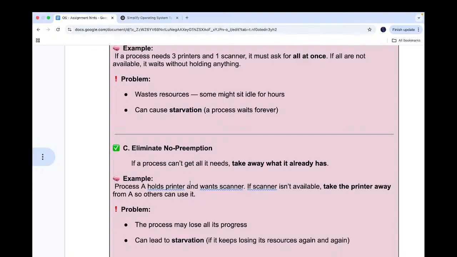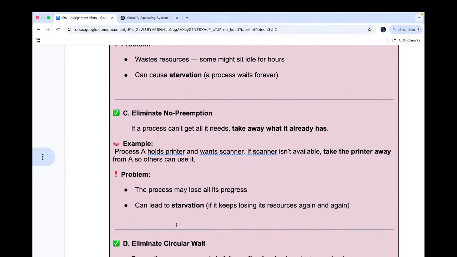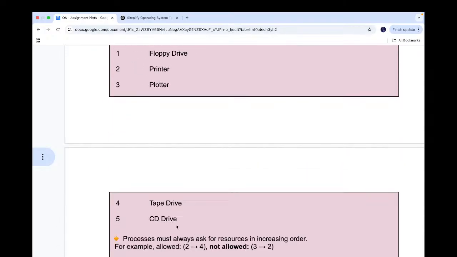Eliminate no preemption. If the process can't get all it needs, take away what it already has. Example: process A holds a printer and wants a scanner. If the scanner is not available, take the printer away from A so others can use it. Problem: the process may lose all its progress, which can lead to starvation. Eliminate circular wait. Force all resource requests to follow a fixed order.